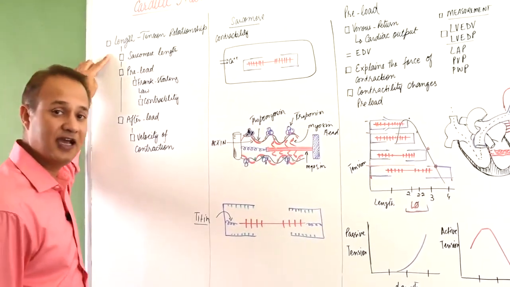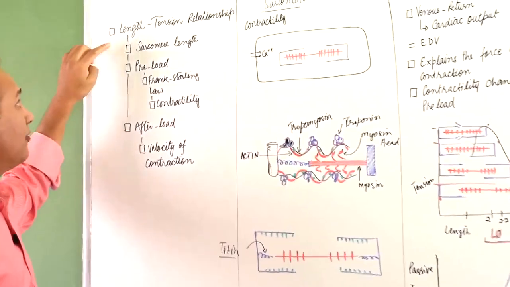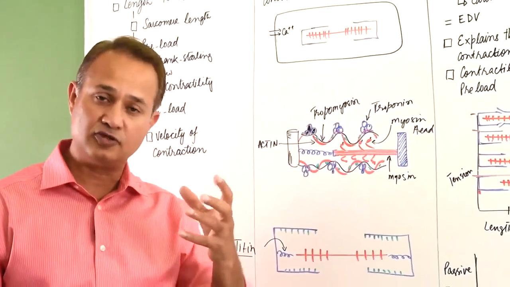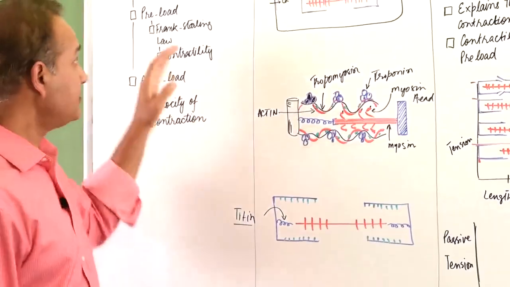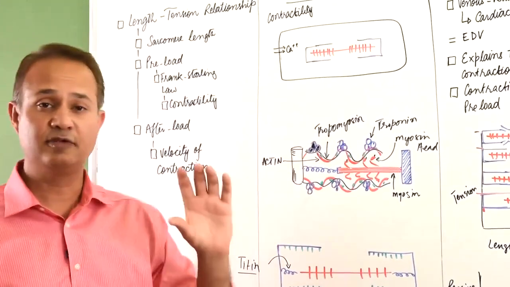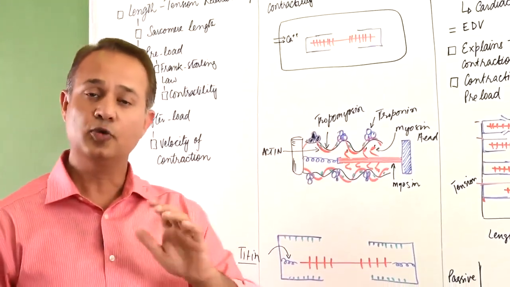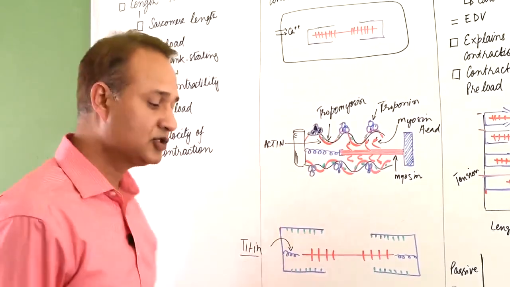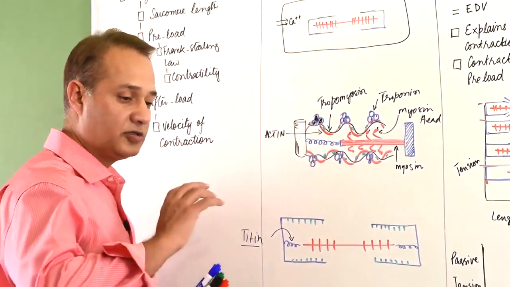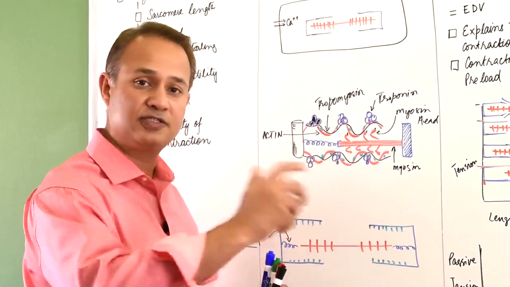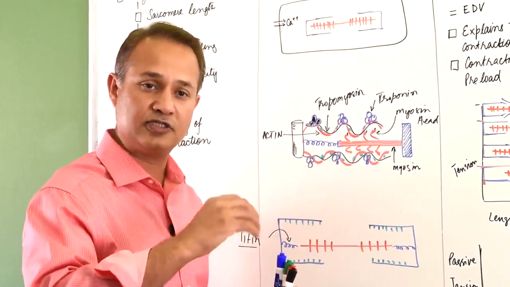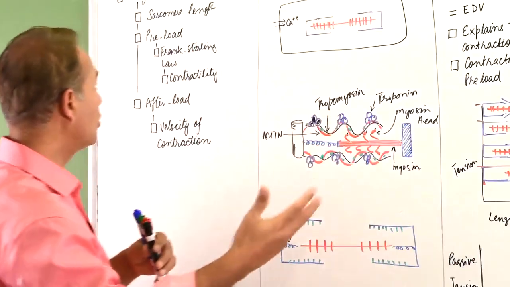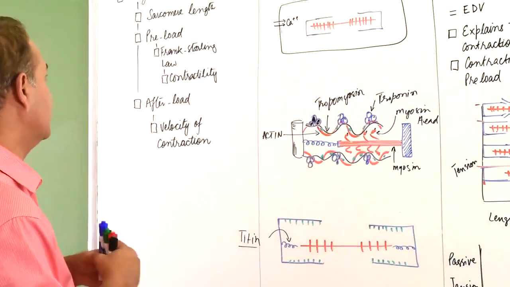Preload and afterload tell us the relationship of the length of the cardiac tissue before it contracts, so that is called pre-stretch, to the tension that will be generated in the cardiac tissue, which will create the force of contraction and push the blood out. It's all about trying to return the venous blood that came into the ventricles back to the systemic circulation or the pulmonary circulation.